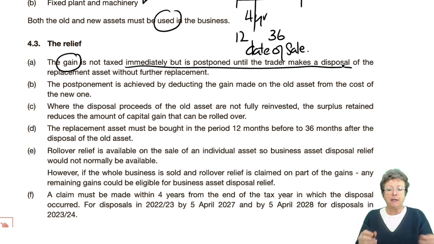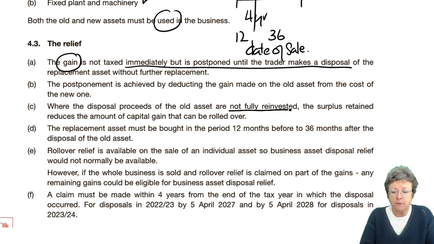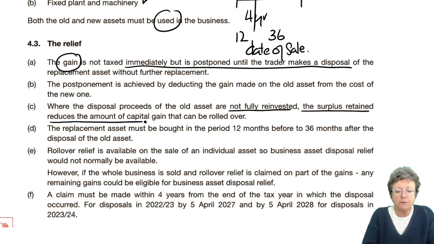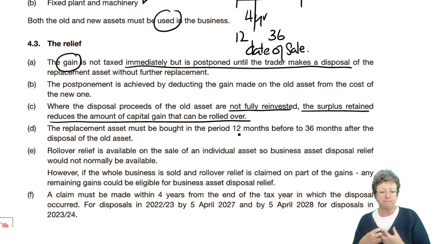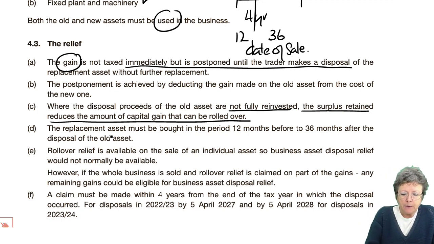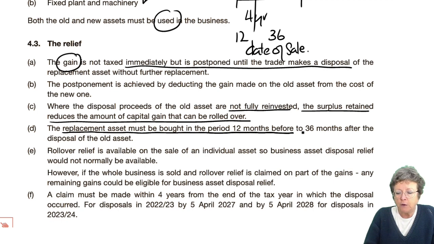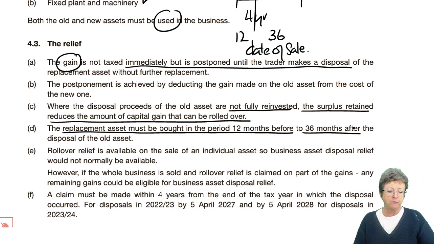Now, if it is not fully reinvested, then the surplus retained reduces the amount of the gain that can be rolled over. So if you reinvest all the proceeds, you've got no cash left over. Therefore, you pay no tax. However, if you don't reinvest it and you do have cash left over, you will have to pay tax on that. Okay. There's your window. The replacement asset must be bought within 12 months before, 36 months after the disposal of the old one.